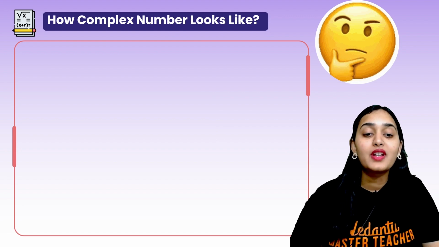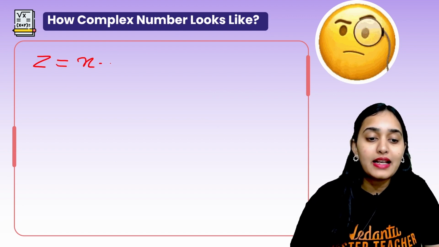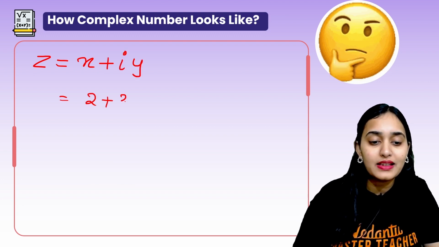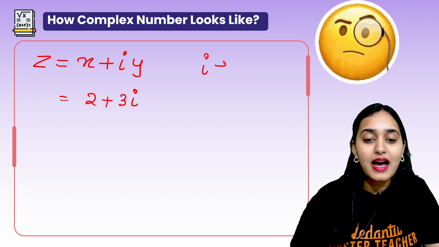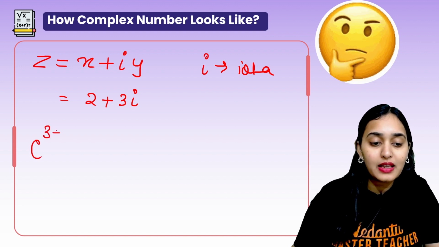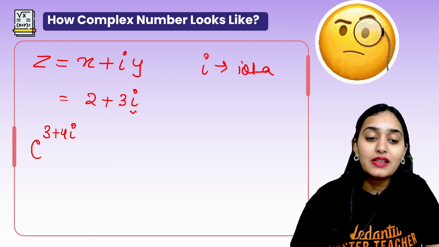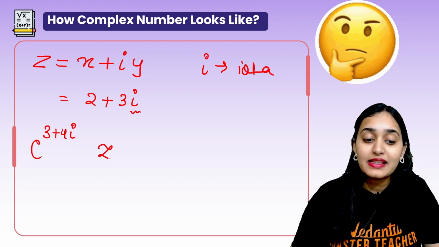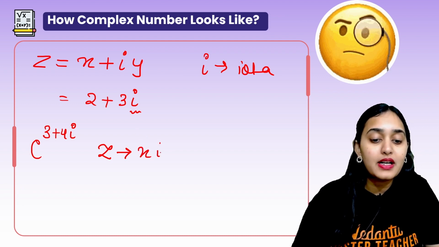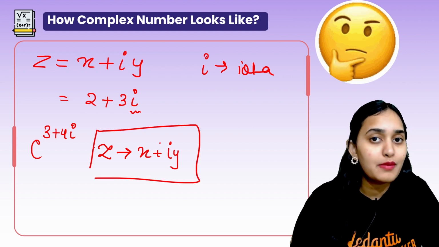Okay. Now, how does a complex number look? If you see any number which is written like x plus iy. For example, if you have a complex number 2 plus 3i. Now what is this i? i is the iota symbol. Or if you see a number e to the power 3 plus 4i, this is also a complex number. So wherever you see this i, or you see z, because z is also used to represent complex numbers, you should know that it is a complex number question.